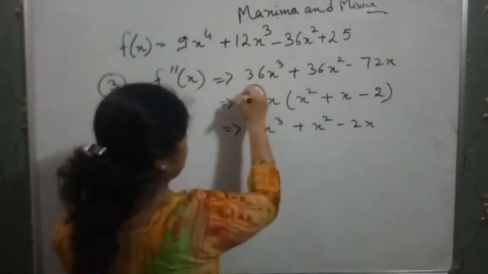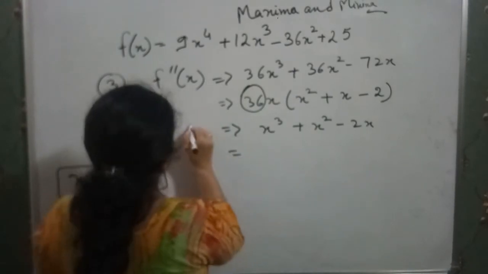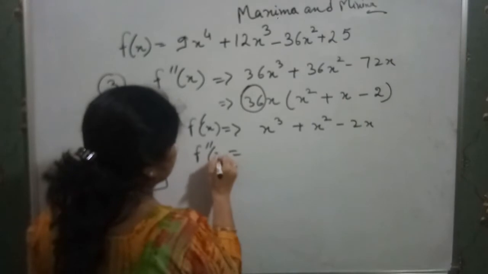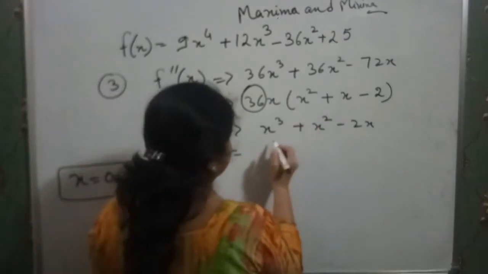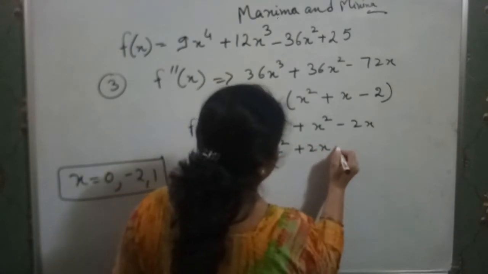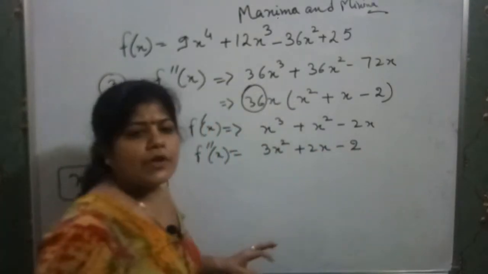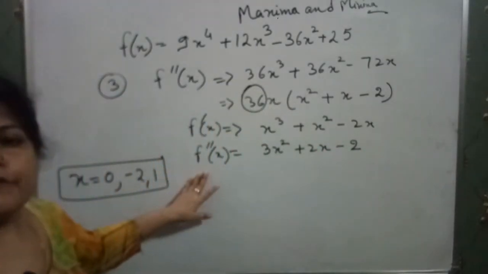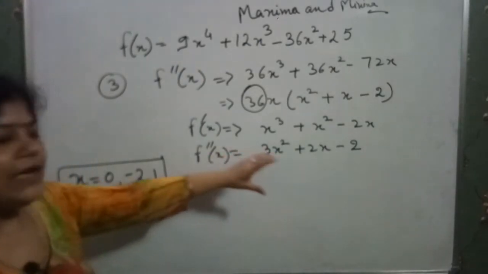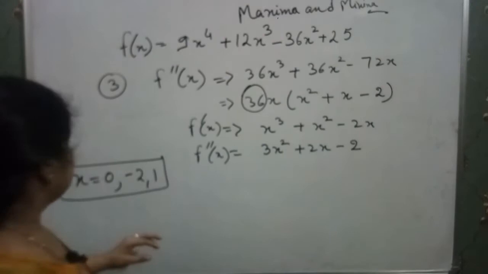Just ignore this value. Okay. So when we differentiate, this is the f dash x. Now we have to find f double dash x. For that, differentiate it again. So we have 3x square plus 2x minus 2. In this way, we got the value of f double dash x. Now in this, put all the three values and find the answer.